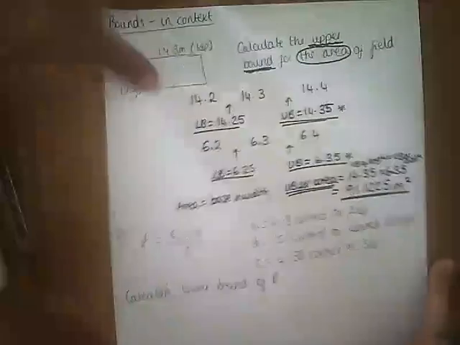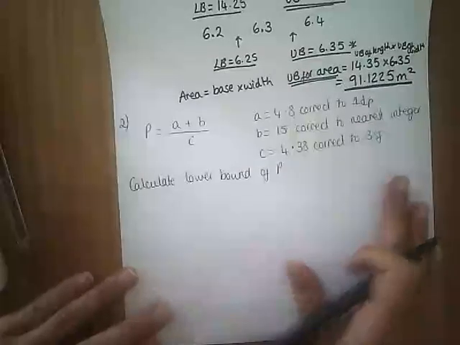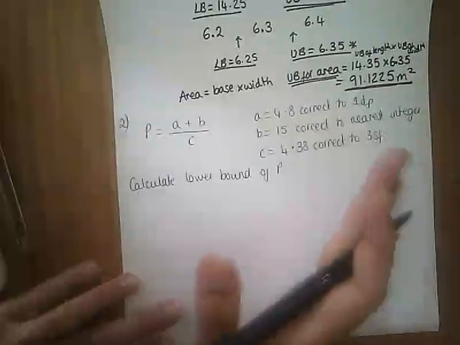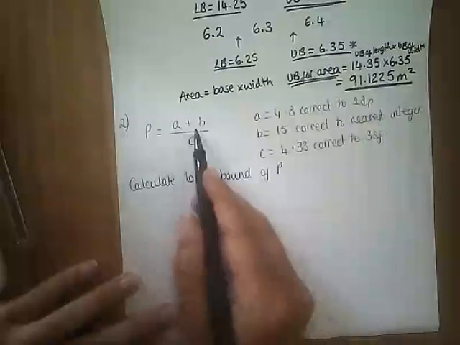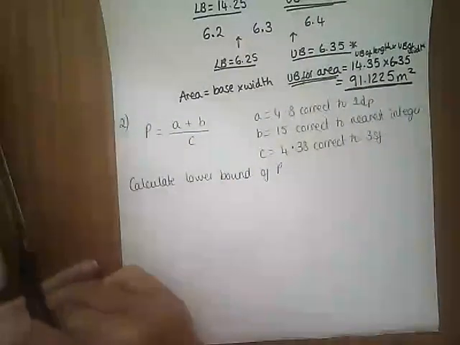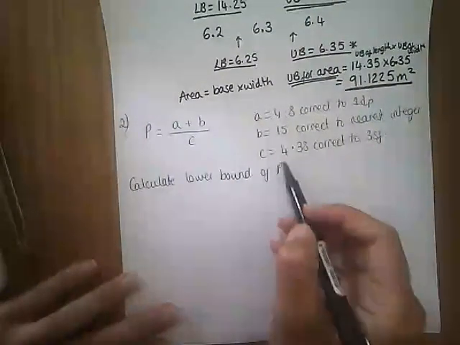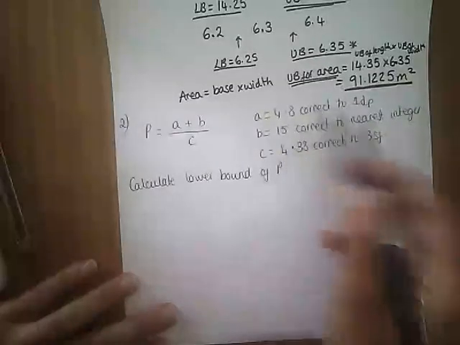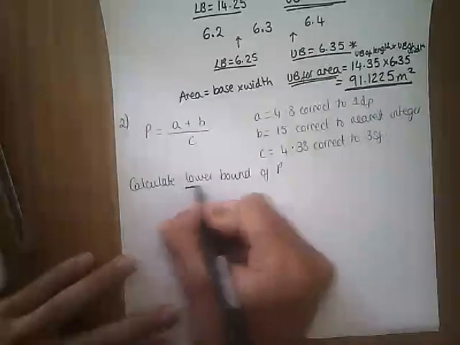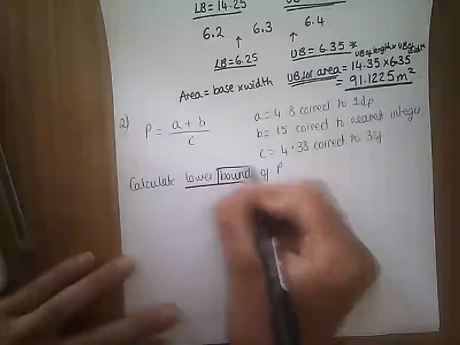Okay, let's go on to the next one. So you've got a formula here. We have no idea what it's talking about, but we know it's a formula. We've got (A plus B) over C is P. We've been given what A, B, and C are, and they have all been rounded. It's asking us to calculate the lower bound of P.